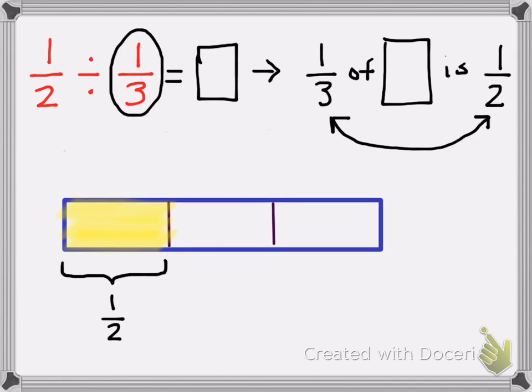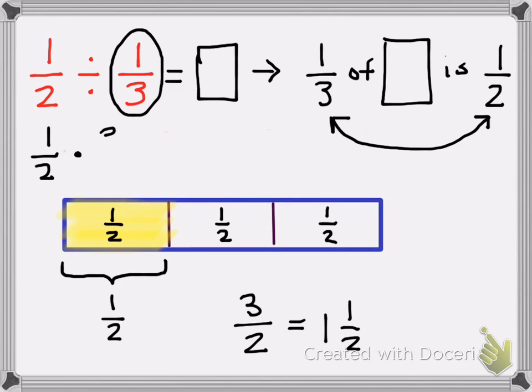So I know that that box is worth 1/2, and so is this one, and so is that one. So what's my answer? Well, the whole thing is my answer, whatever my whole model is, and I've got 3/2 here. So that's my answer, 3/2, which is 1 and 1/2. Okay, if we use the algorithm, 1/2 times reciprocal, we get 3/2, which is, there it is, 1 and 1/2. So there's the model. Let's try another one.